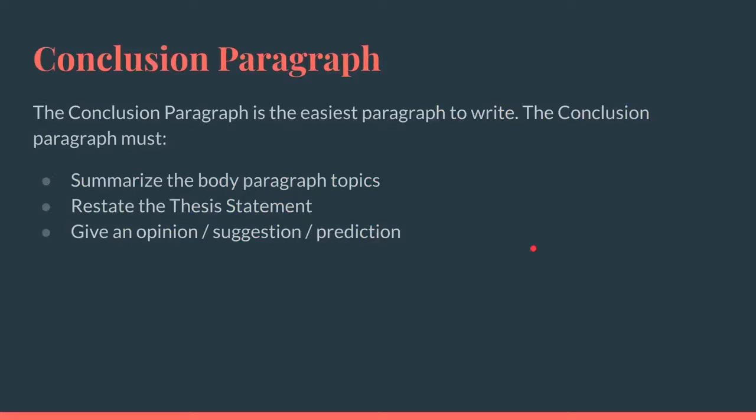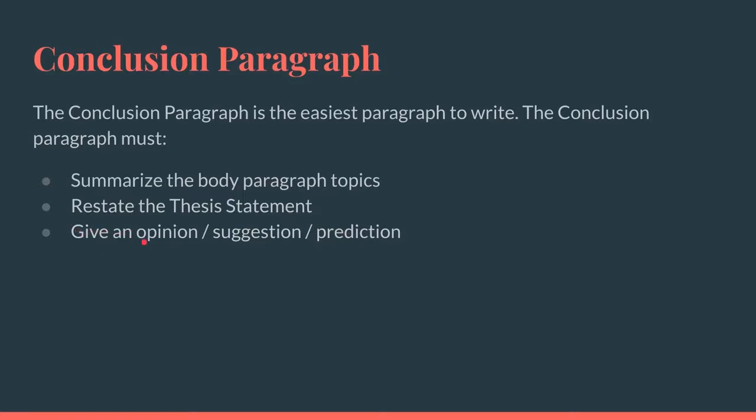All right. For the conclusion paragraph, this is the easiest paragraph to write. And this is kind of the goal of our writing. There's three parts. You summarize the body paragraphs and topics. That's one sentence. I call this the summary sentence. You restate the thesis statement. And it's important here to understand restate. We'll talk a little bit about this in just a moment. And then you give an opinion, suggestion, or prediction.